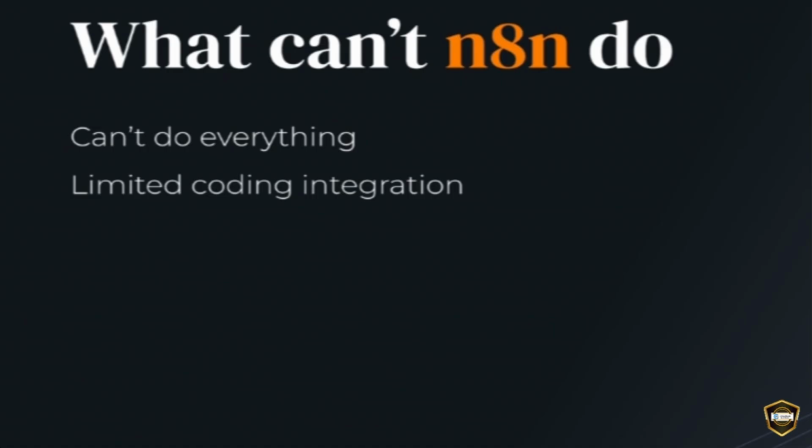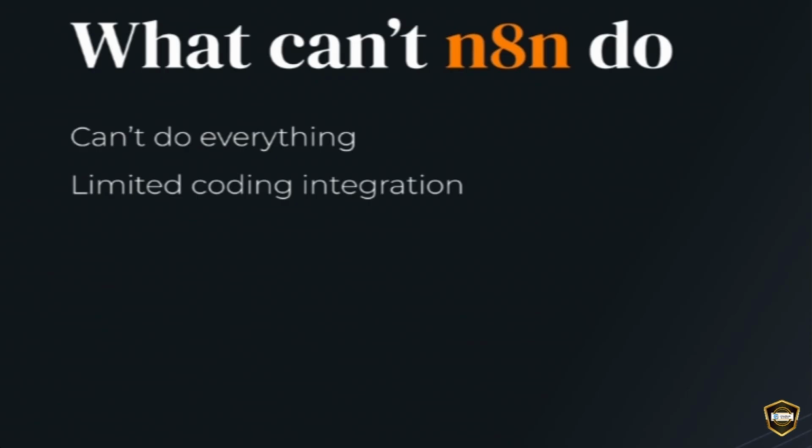But there are, of course, things that n8n can't do. Here I list a few things that it can't. It can't do everything. It has, for example, limited coding integration. So while we can integrate some code into our workflows in n8n, we cannot integrate any type of code at any point.